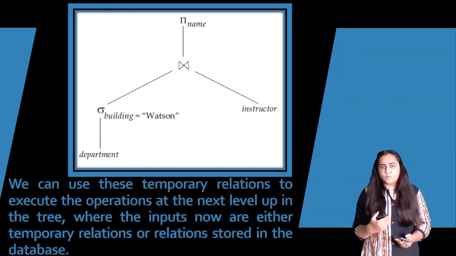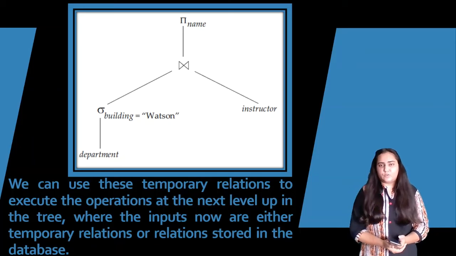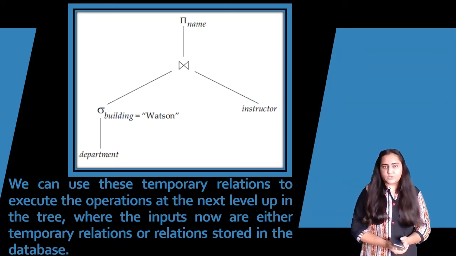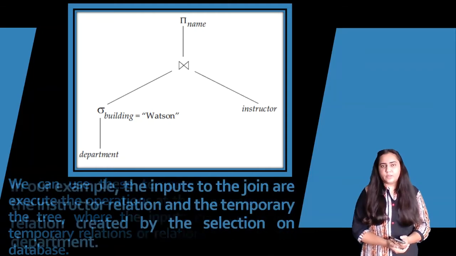And once we apply some condition to this table, then we can use some temporary relations. So we can create temporary relations, and then these temporary relations can execute operations on the next level of the tree where inputs are now either temporary relations or relations stored in the database. So let me explain this a little bit more.